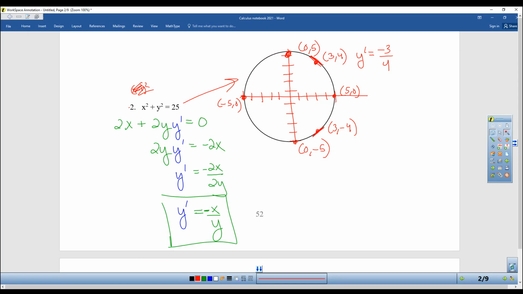Where this one, y prime, is still negative x over y, negative 3 over negative 4. And see how that came out positive? So these are really cool derivatives because they use both the x and the y coordinate to give you the derivative at a very specific point.